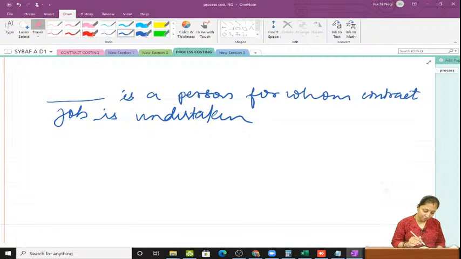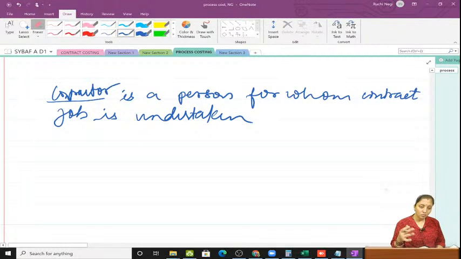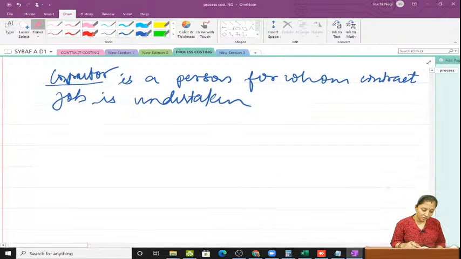So what do you think is the probable answer? Yeah, very good, Samita. Very good. So the answer is contractor. Very good. So just go through those conceptual parts. That is what my revision tells.